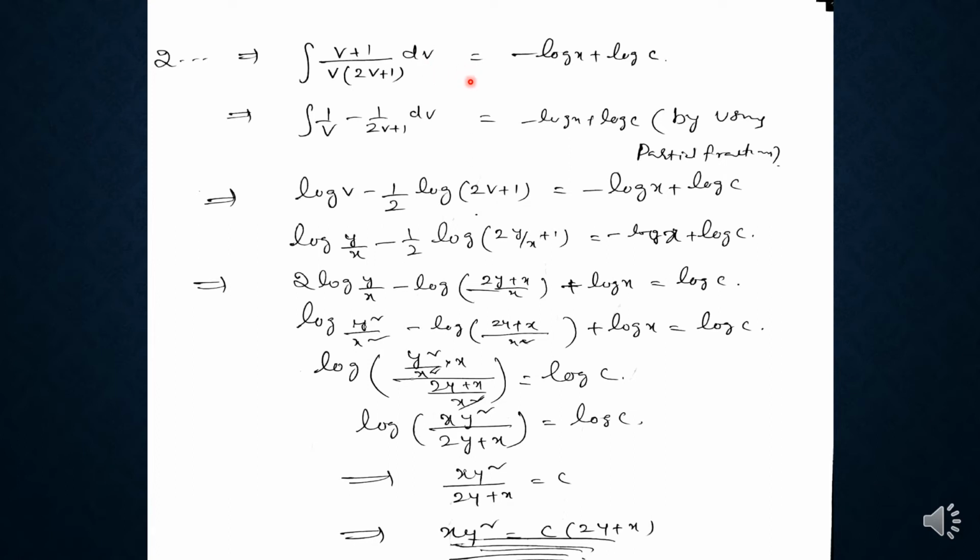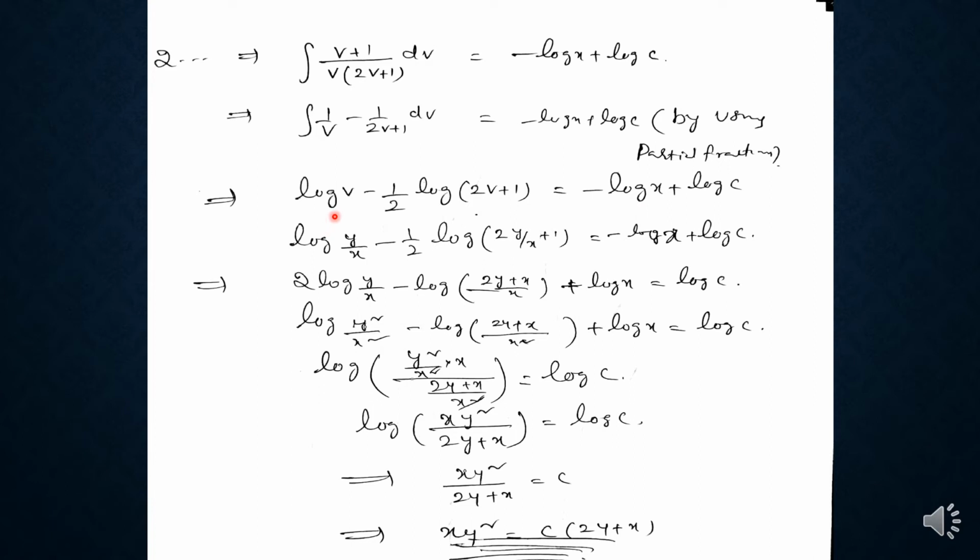By simplifying that, we will get the partial fractions like this: integral of 1 by v minus 1 by (2v plus 1) dv, that is equal to minus log x plus log c. So what is the integral of 1 by v dv? That is log v minus the integral of 1 by (2v plus 1) dv, which is 1 by 2 into log of (2v plus 1), is equal to minus log x plus log c.